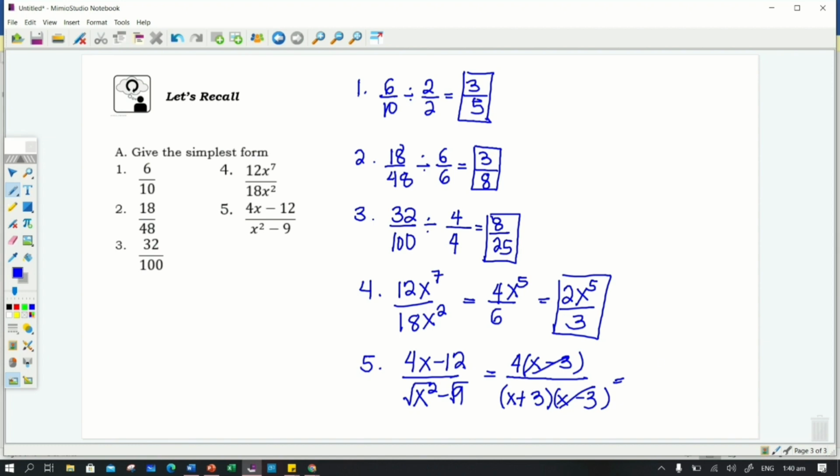Then we will rewrite it. What is left is 4 all over x plus 3. And this is now our answer in lowest term.